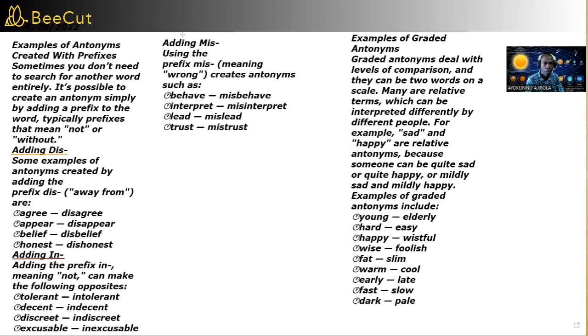So the next one is adding MIS. Using the prefix mis, meaning wrong, creates antonyms such as behave, misbehave, interpret, misinterpret, lead, mislead, trust, mistrust. So is that taken? Yes, sir.